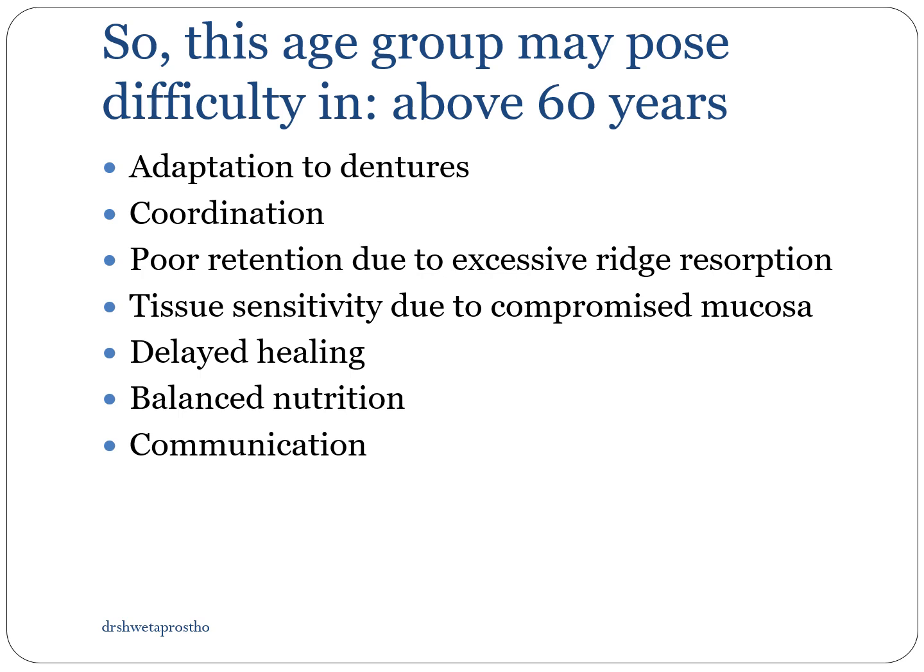Now, your question in viva. Examiner first asks you the age group of your patient, then the importance of the age and the problems associated with the age group. If we talk about the difficulties of the patient above 60 years, first is the adaptation to the dentures, especially the new dentures. Then the neuromuscular coordination that you need at every step of denture fabrication, right from the impression till the insertion. Excessive ridge resorption results in poor retention. Tissue sensitivity, delayed healing that has to be cautiously handled. Balanced nutrition may be lacking in these kinds of patients. Communication may be hindered due to problems like hearing or visual loss.